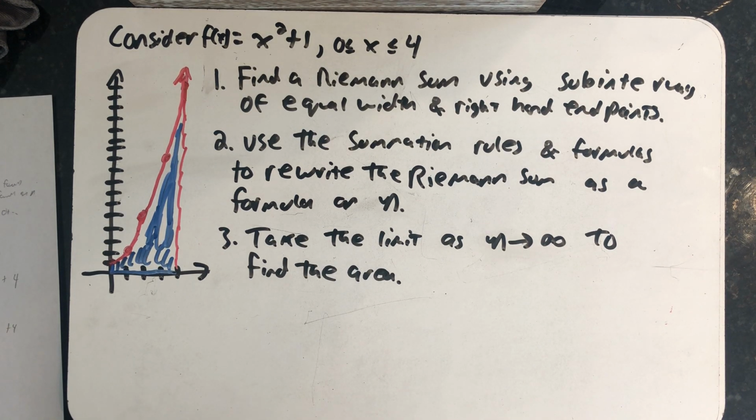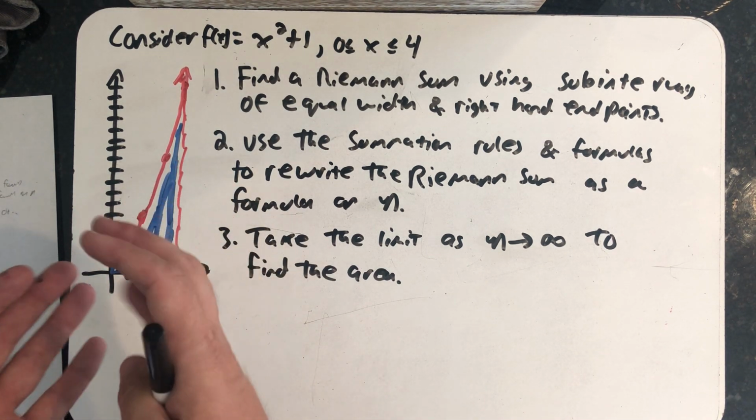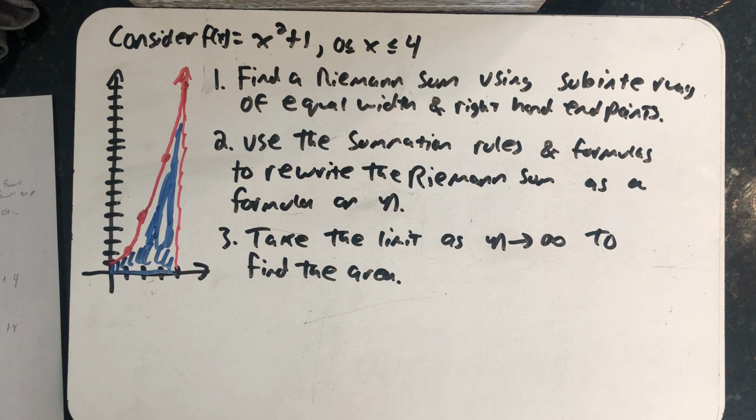Putting together everything we know about sums, sum formulas, Riemann sums, and the area under a curve, I want to actually find the area under f of x equals x squared plus 1 on the interval from 0 to 4. To do that, we're going to follow these 3 steps.